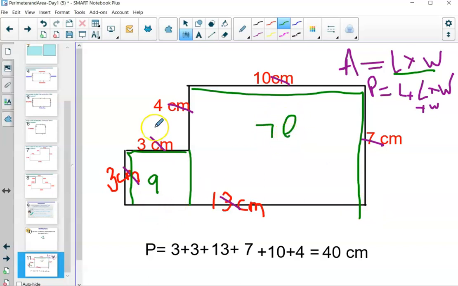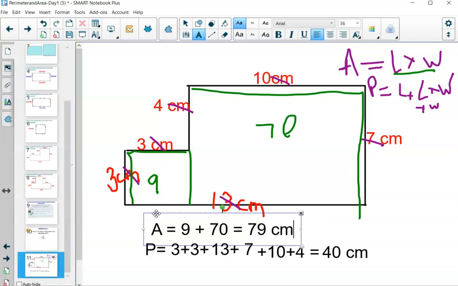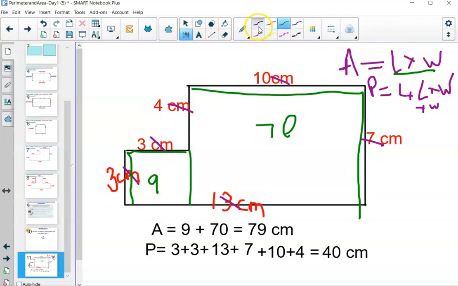And so now I have area of 9. Whoops, let's move that. Area equals 9 plus 70, which is 79 centimeters. And we don't say 79 centimeters, we say 79 centimeters squared because we have done the area and we've multiplied. So you need to put that little 2 at the top there.